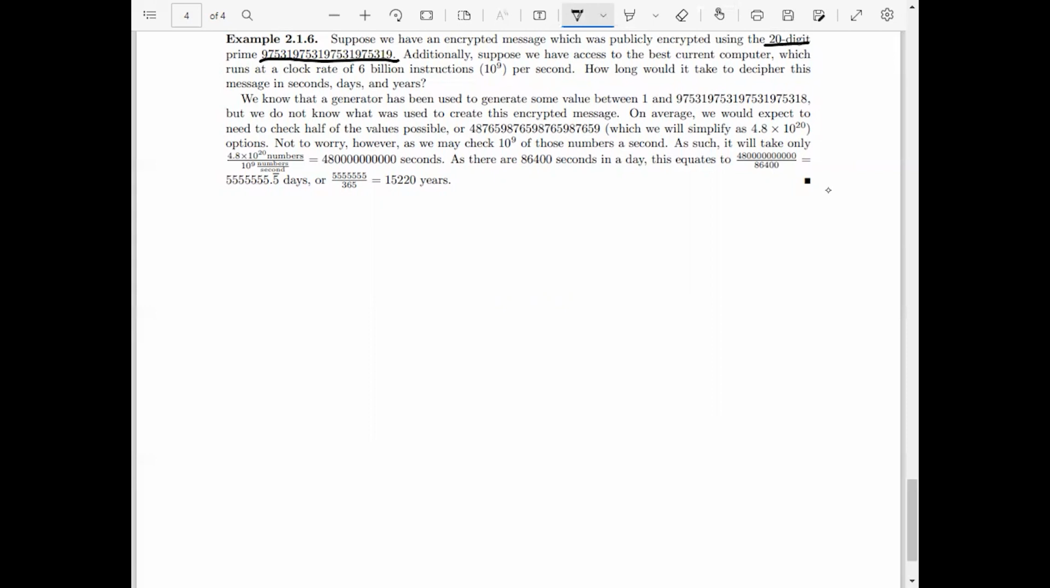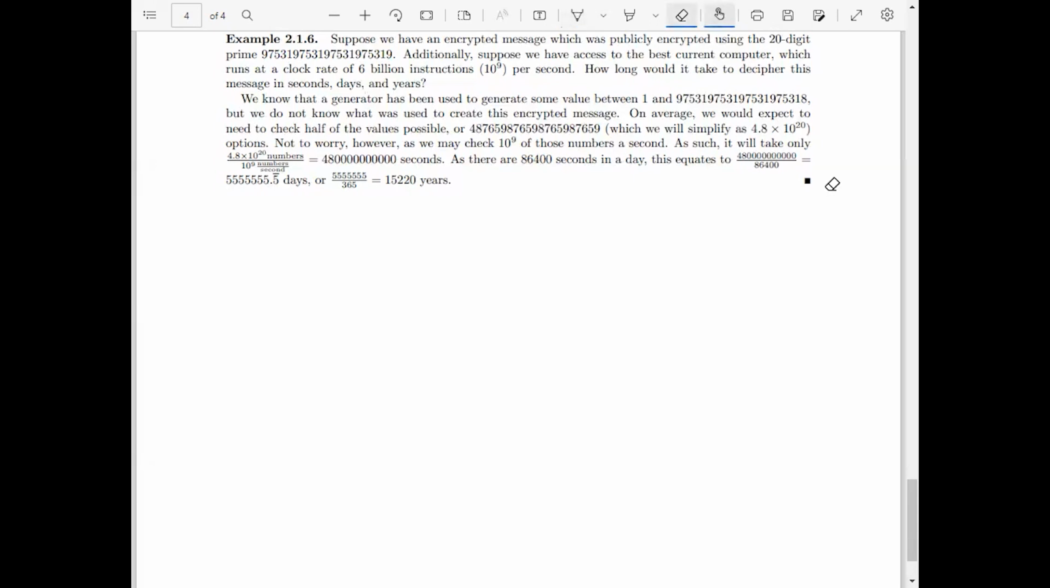Additionally, we can suppose that we have access to the best current computer, specifically the best current processor, which has a clock rate of 6 billion instructions per second. Now let's also pretend that this computer is optimized so that every single instruction is exclusively used to check another possible solution for this problem. How long would it take us to decipher this message in the units of seconds, days, and years?